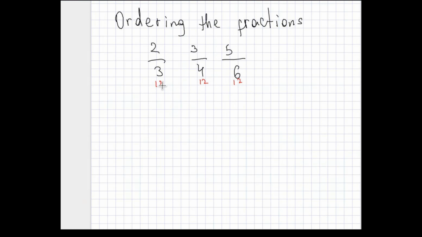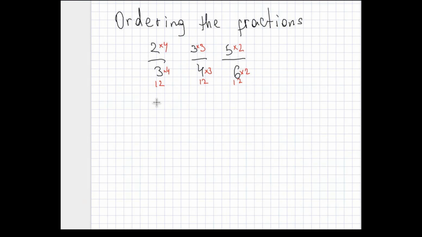To make it 12, here I multiplied by 4, here I multiplied by 3, and here I multiplied by 2. And we know the important rule, the property of fractions: if we divide or multiply the denominator by some number, we need to do the same with the numerator. If we multiply the denominator by 4, we have to multiply the numerator by 4 also. Here if we multiply by 3, we also multiply by 3. And here if we multiply by 2, we also multiply by 2.